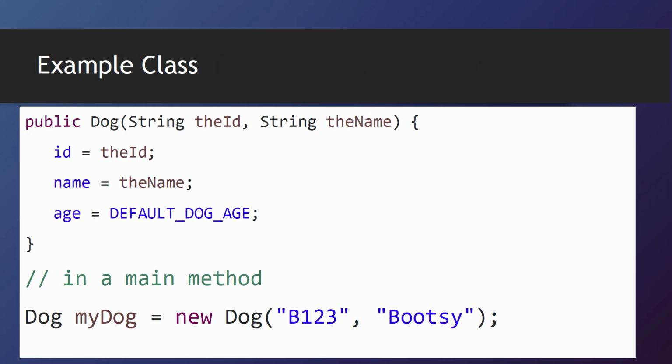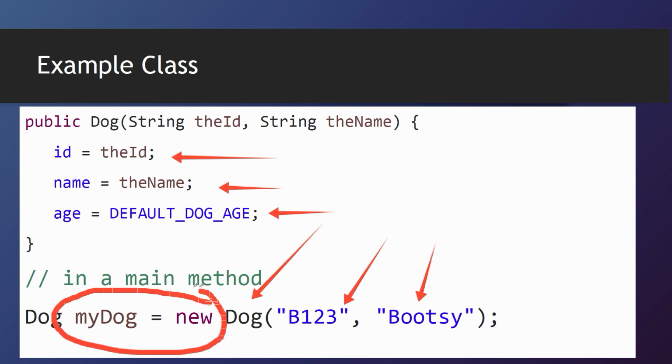In our example, when we use the new keyword with the dog constructor, sending along 2 strings, enough space is allocated in memory for a dog object. The constructor is then executed using the parameters and the default value to initialize the instance data variables. The reference to that memory address is then returned and stored in the MyDog variable.